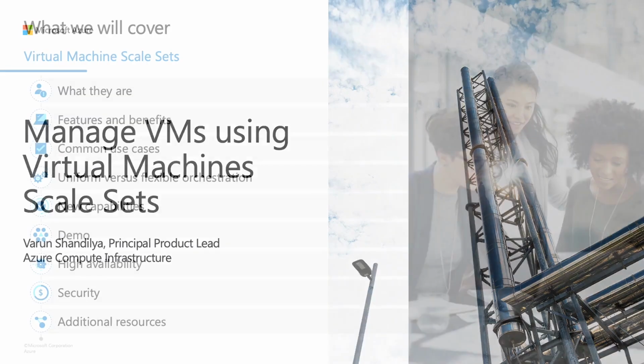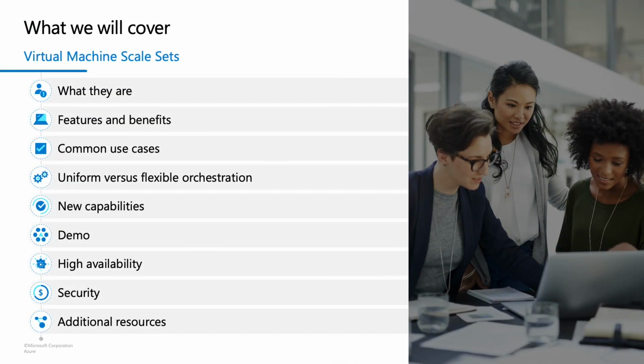Let's get into the agenda of what we'll cover in today's session. We'll talk about what VMSS is, some of its benefits and features, common use cases that we see our customers use, and new capabilities that we are building as part of new orchestration mode, which we call flexible orchestration mode. I'll go through a demo of these features, and we'll also touch upon how you can achieve high availability with scale for your workloads. We'll also, in the end, touch on how we are making your environments more secure by providing updates. And in the end, I'll share additional resources with you.